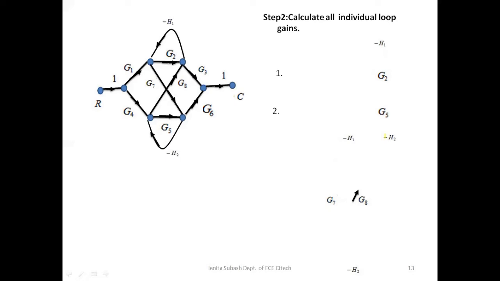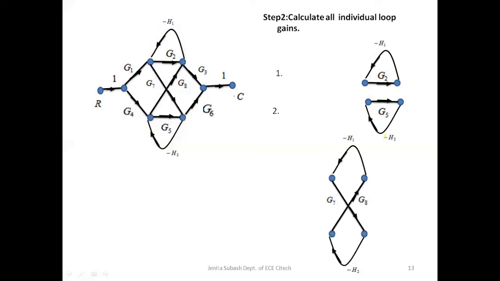So we are able to identify here 3 loops: L1 with branch gain G2 minus H1, then L2 with branch gain G5 minus H2. The pattern has been represented here. And L3 starts from the branch G7, having a branch gain G7, then minus H2, moving on through G8, then minus H1. It starts from G7, minus H2, G8, and then again reaches back to G7.